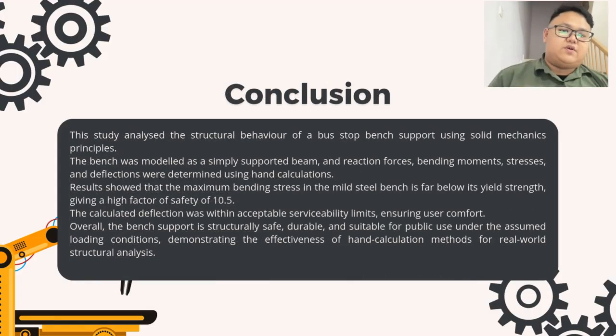So all in all, for the conclusion, this study analyzed the structural behavior of a bus stop bench support using solid mechanics principles. The bench was modeled as a simply supported beam, and reaction forces, bending moments, stresses, and deflection were determined using the hand calculation method. Results show that the maximum bending stress in the mild steel bench is far below its yield strength, giving a high factor of safety of 10.5.